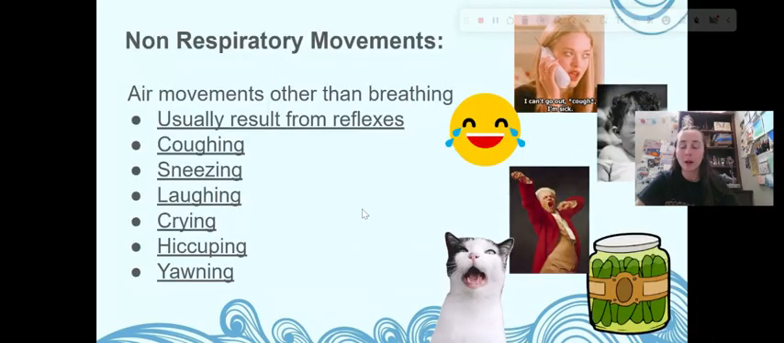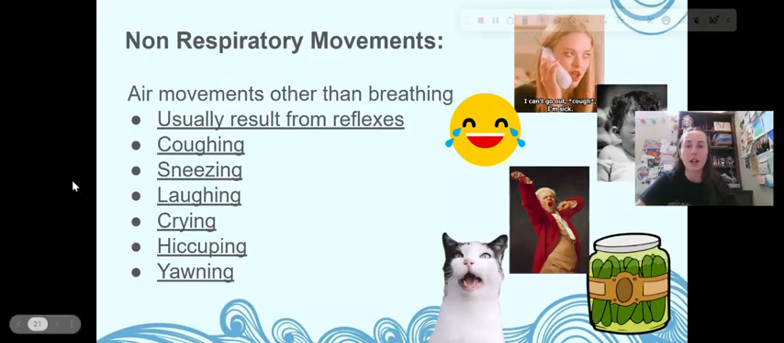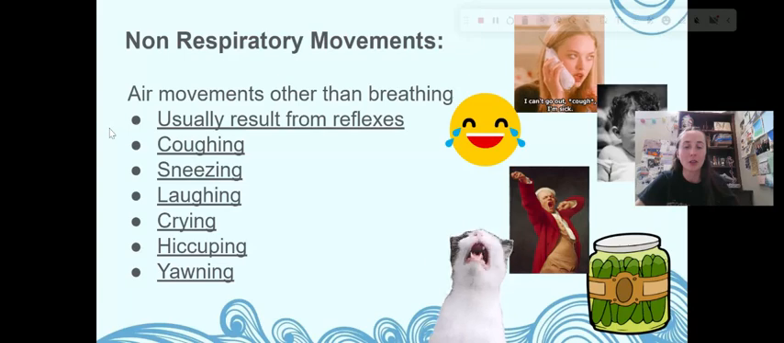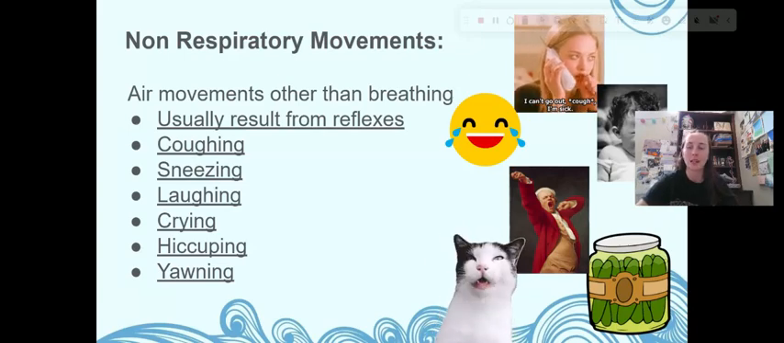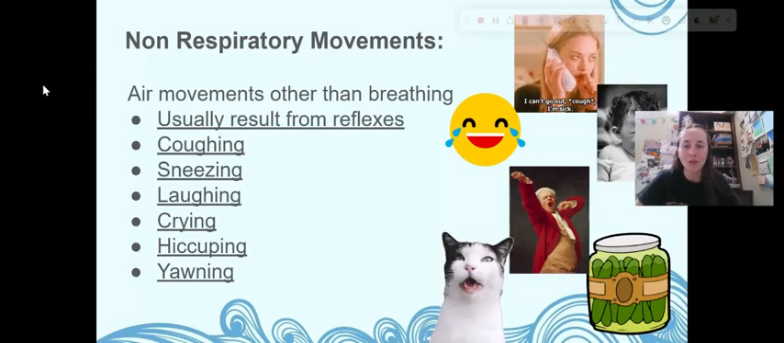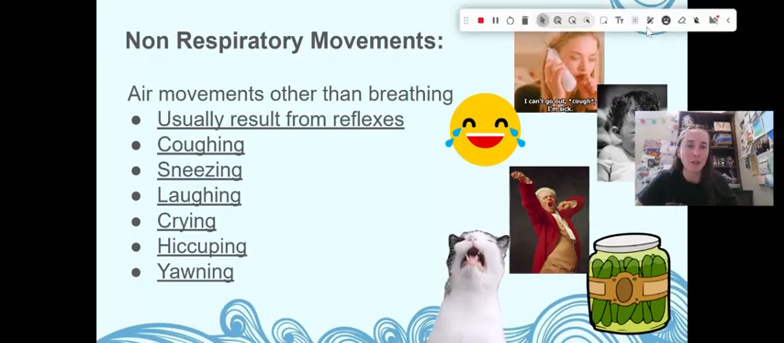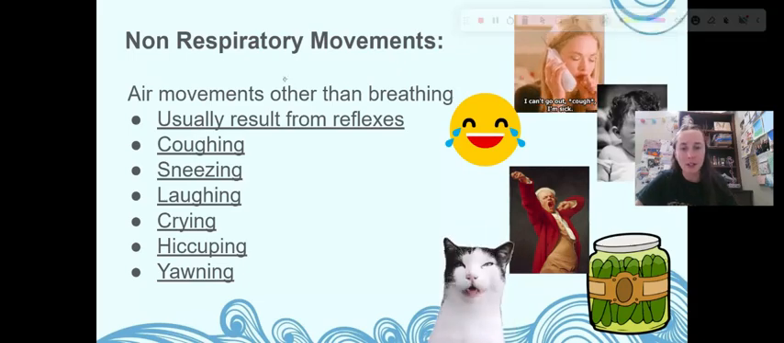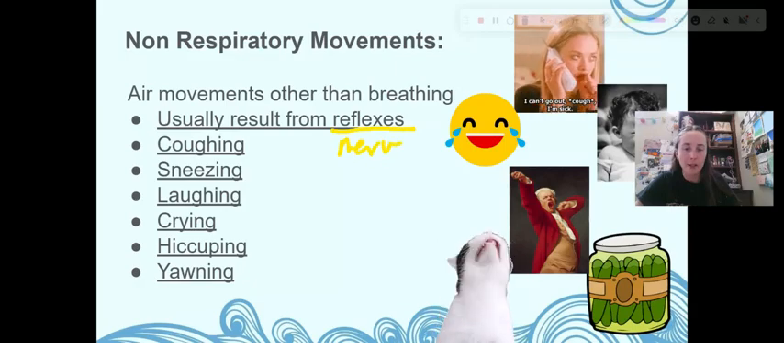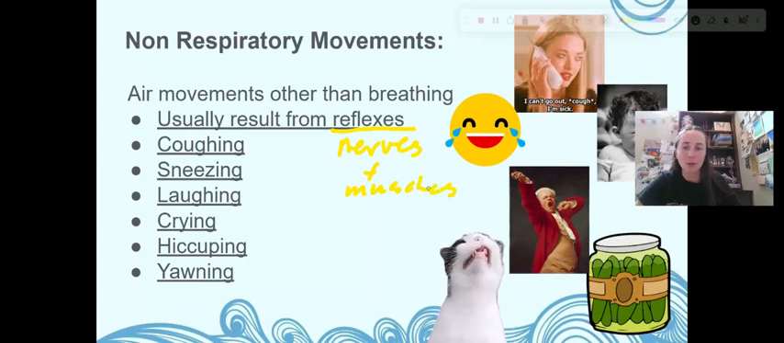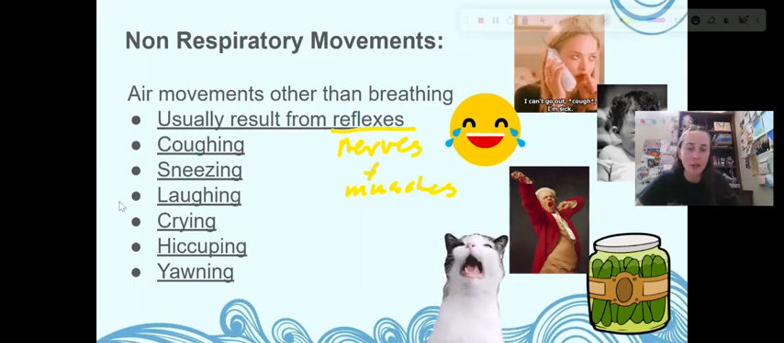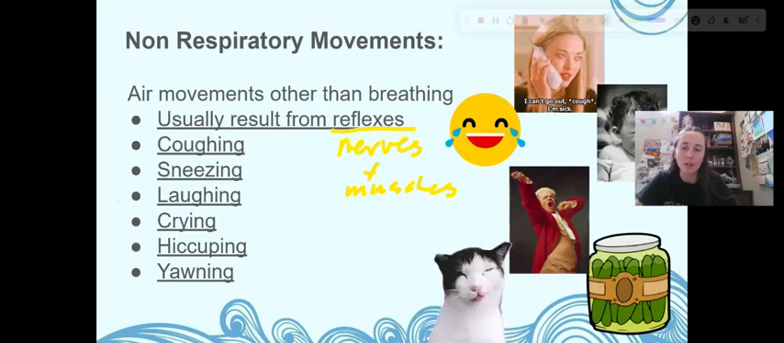There are also other ways that air can move in our body. These are non-respiratory movements, so they are things that happen but not to get us oxygen into our body. It's usually from reflexes, so we've got a nervous system connection here and muscular system, so nerves and muscles. But those can be things like coughing, sneezing, laughing, crying, hiccuping, or yawning.